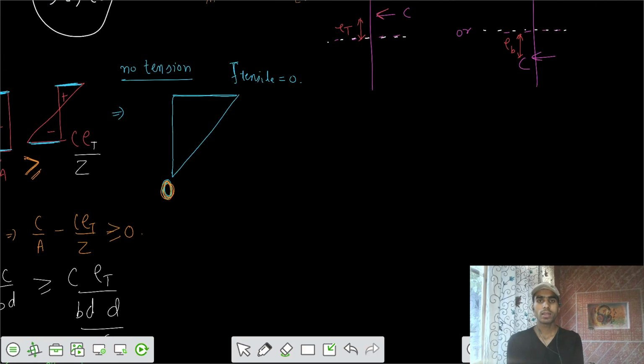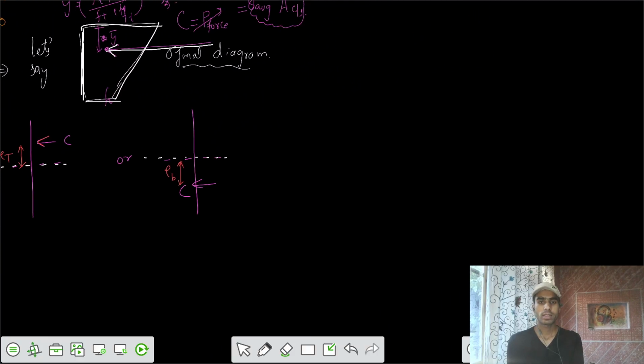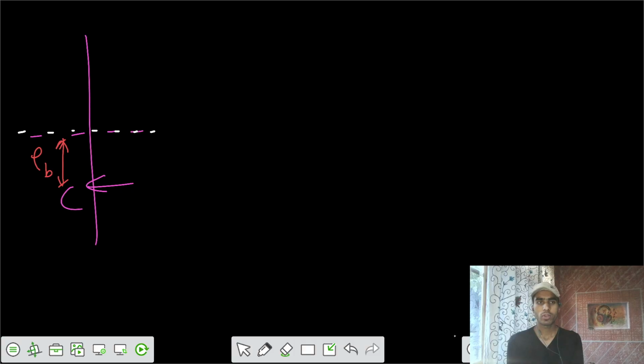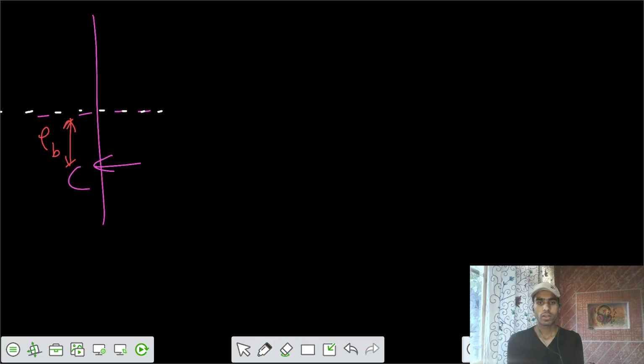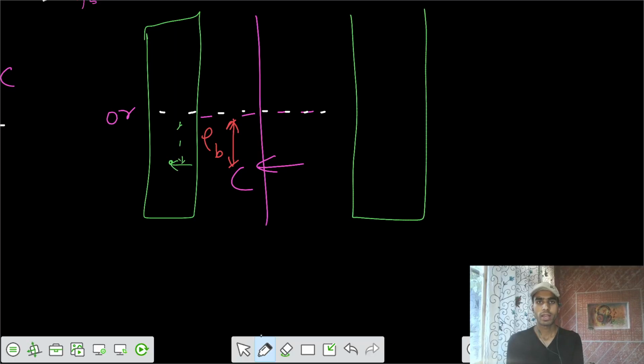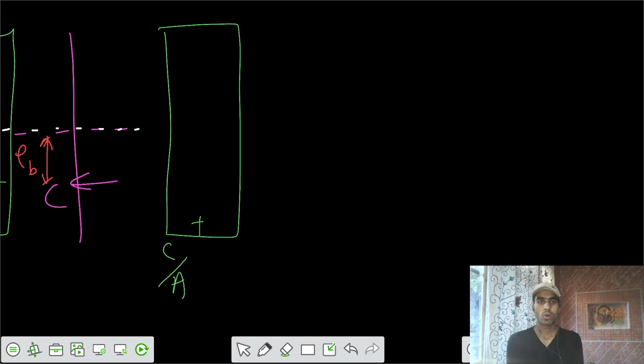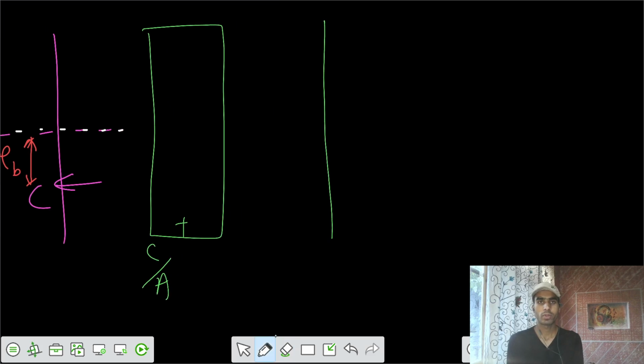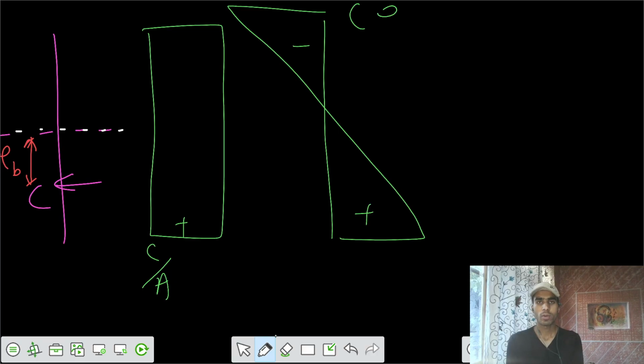And one more condition is there. If the resultant was below the neutral axis, let's say the section was somewhere here. This was your section, and C force came out to be somewhere here at some eccentricity of EB. So our stresses would be final. That's your C by A, and because of the hogging, I would say top tensile, bottom compressive, and the top stress is CEB by Z.